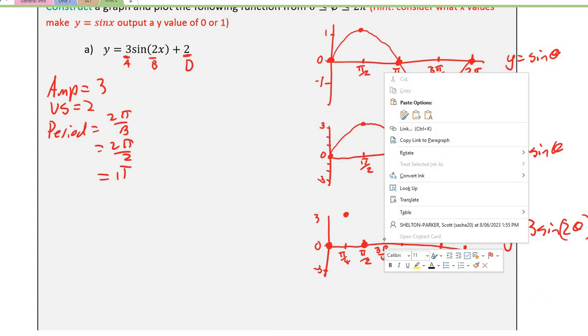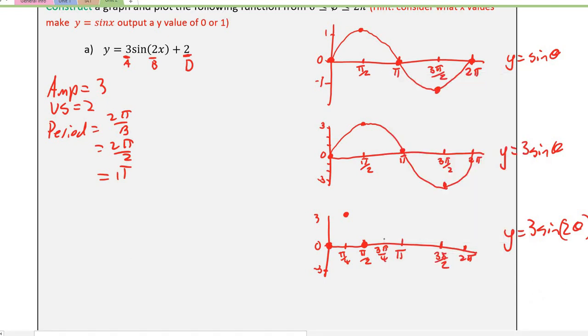And at 3 pi on 4, what's happening to my function? Is it at a peak, a trough, or a midpoint? Trough. Where's my next critical point going to be, guys? Pi. I just like to label where the critical points are happening. There's a trough underneath it.